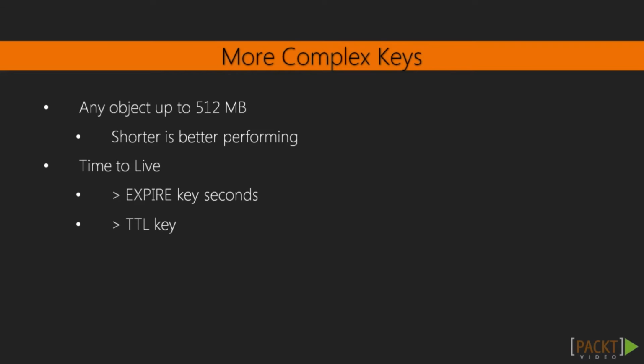The other thing that I wanted to talk about is time to live. All keys in Redis can have an expire. And by specifying the key that you want to expire and the number of seconds before it expires, allows you to have things like a cache that can automatically expire values. So that goes either through the expire command or the TTL command.